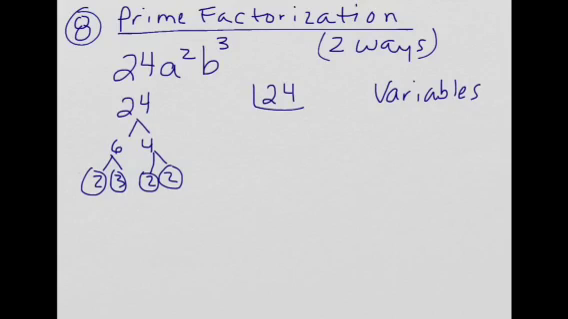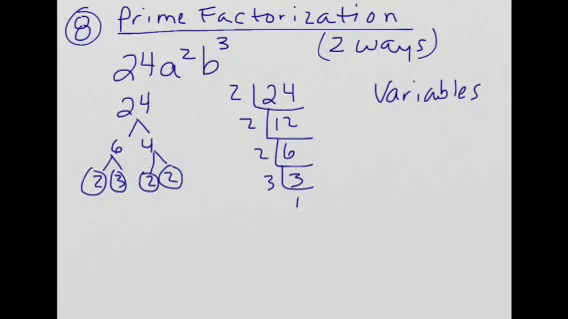We can also find our prime factorization with the upside down cake. So we can start with 2. This is 12. 2 again, this is 6. 2 again, this is 3. And you'll notice that 3 goes into 3 one time, and there are the same exact prime factors.